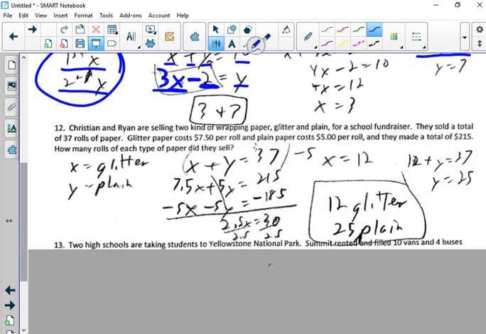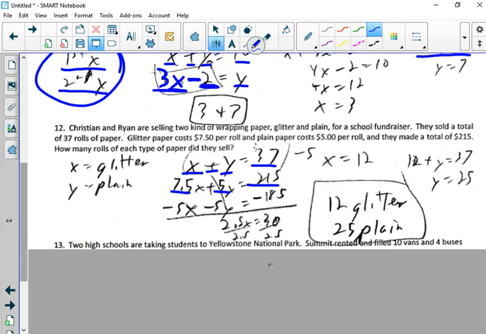A lot of people use G and P. I use X and Y, but you can use G and P, that's fine. So I've got glitter and plain. There's two types. They both add up to 37. There's a total of 37. The value of the glitter is $7.50. The cost of the plain is $5. And this is the total money raised.